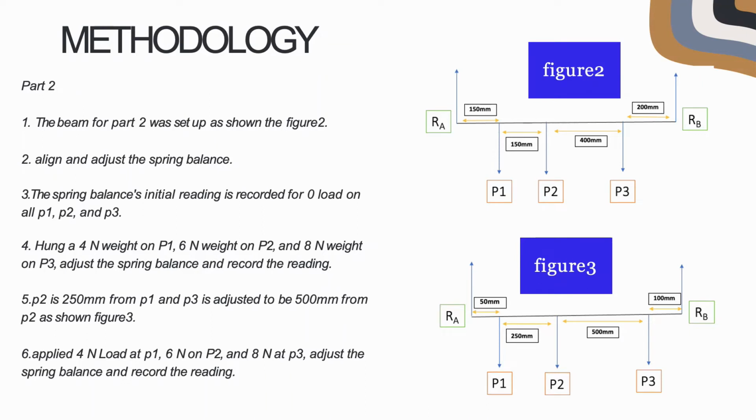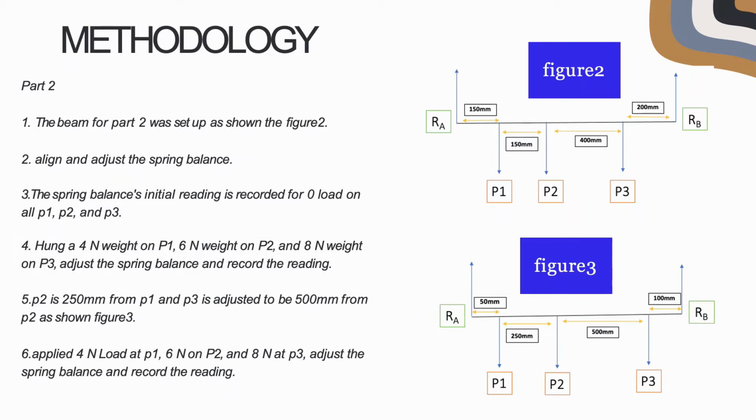Here are the procedures and steps for part 2. Step 1, the beam for part 2 is set up as shown in figure 2. If you look at figure 2, B1 is located 150 mm from B2. B2 is fixed, and B3 is loaded 400 mm from B2.